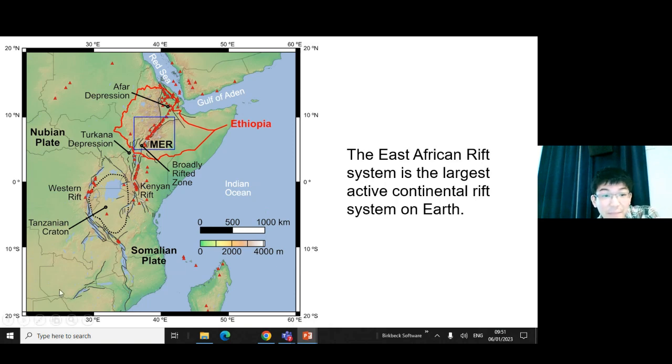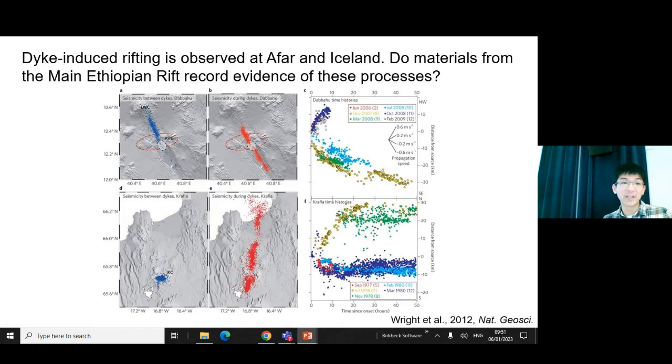So my study area is the Main Ethiopian Rift, which is this awkward hybrid stage, which can't quite make its mind up just yet. And we observe dike-induced rifting at Afar and in Iceland. The question I decided to pose myself was whether or not we could collect materials from the Main Ethiopian Rift, because we don't really have that much recent evidence of dike intrusion within this portion of the rift, and whether or not we could mix and match some different processes from these different settings and see whether some processes are active in the Main Ethiopian Rift and whether they're not active, and how they compare with other rifting areas of the world.